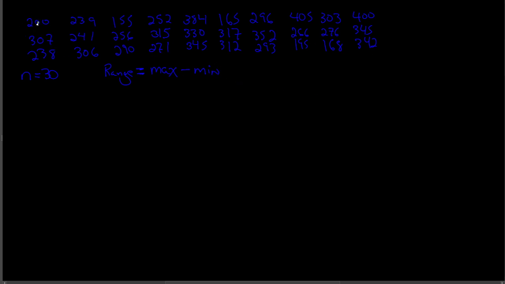So normally I go, okay, 200 is my smallest number. 155 is now my smallest number. And as I scan through, nothing is smaller than 155. So I'll make 155 as my min. So highlight that. And now I need to find my max. So 200 is my max, now 239, now 252, now 384, now 405. And nothing is bigger than 405. So 405 is my max.